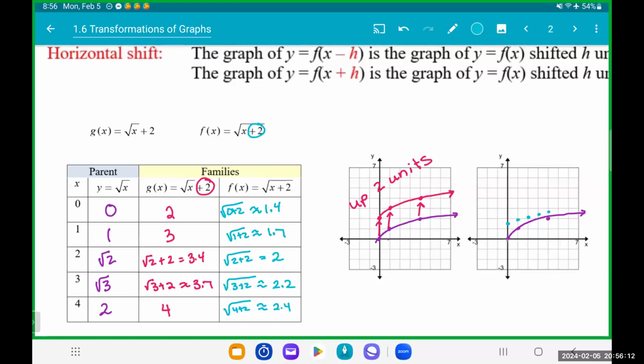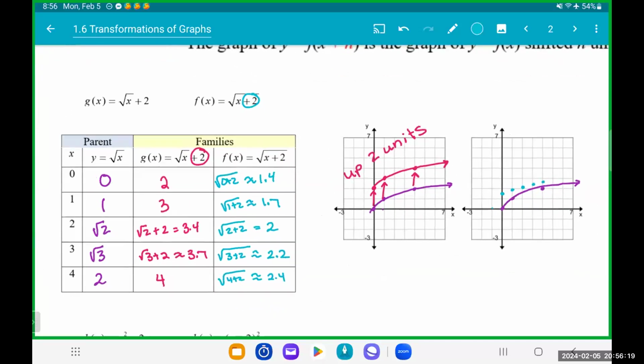Now, had I plugged in a -1, that would have given me -1 plus 2, which equals 1, right? And if I had plugged in a -2, that would have given me -2 plus 2 equals 0. So here I would have been at this point, and here I would have been at this point, so that we can get the full look of that.